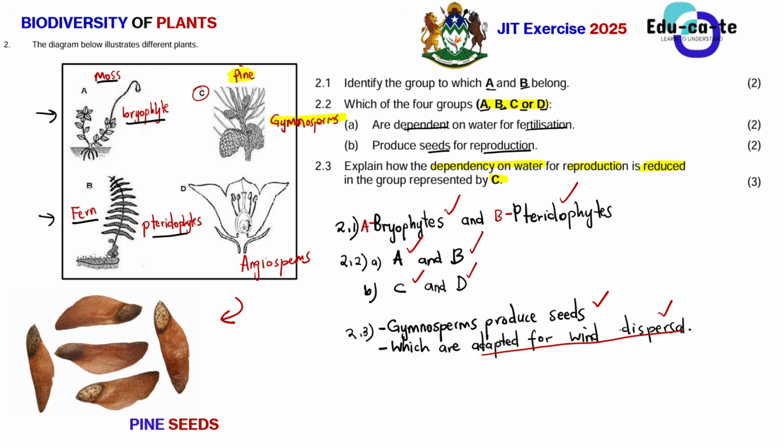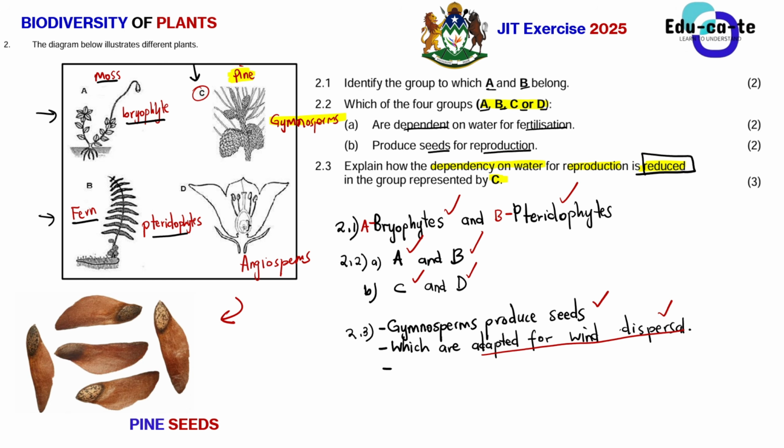And now let's just finish up our statement, because we need to explain the reproduction of gymnosperms so that we can prove that it doesn't need water. For you to prove something, you need to explain how it happens. In this case, we want to prove that seed does not depend on water, or its dependence on water is reduced.